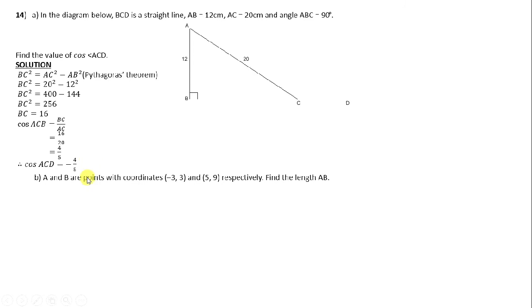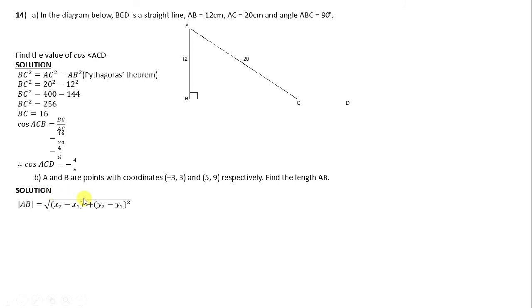We continue. A and B are points with coordinates (-3, 3) and (5, 9) respectively. Find the length AB. So to find the length, we are looking for the distance. It is still Pythagoras' theorem.